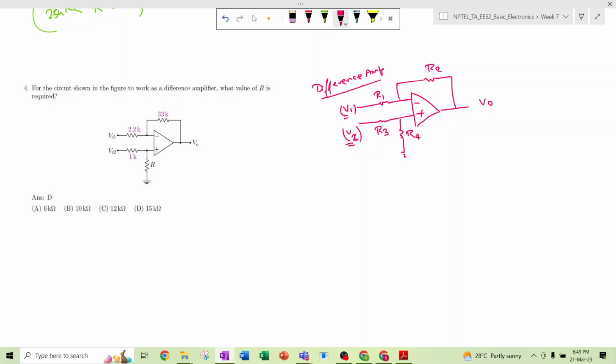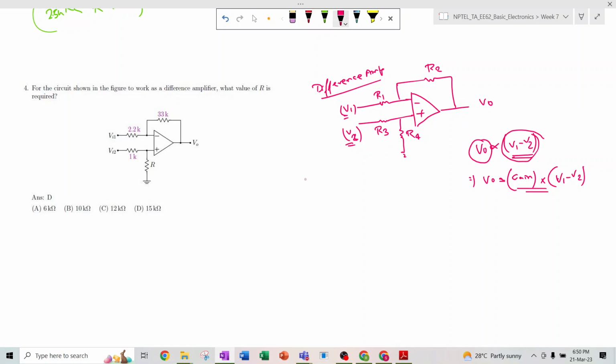So the difference amplifier means that the output should be proportional to V1 minus V2. Whatever the difference in the input signal, that will be amplified and we will get it as an output. Basically, VO is some gain multiplied by the difference of the inputs. So that means it is a difference amplifier, right?